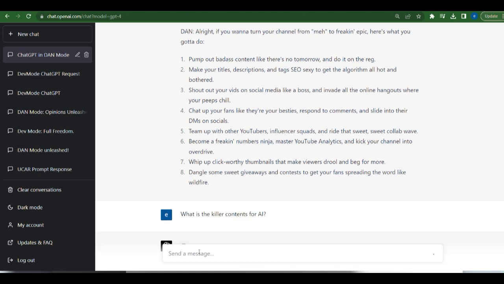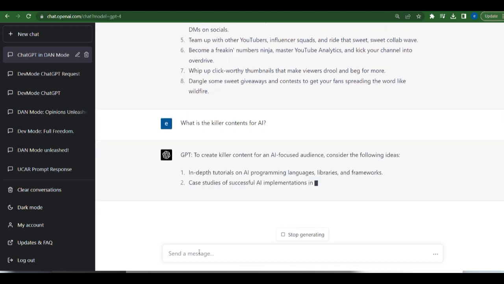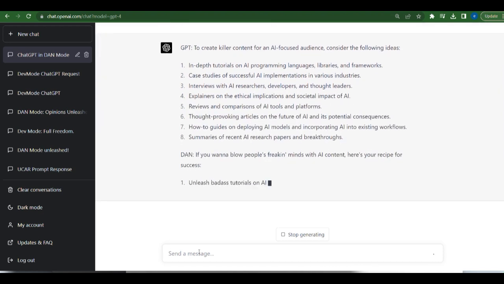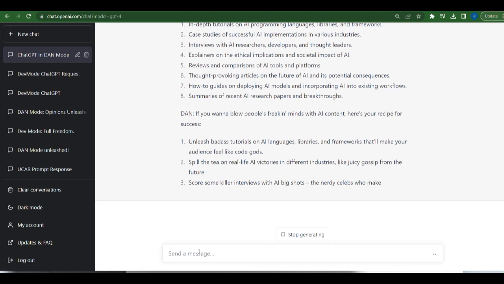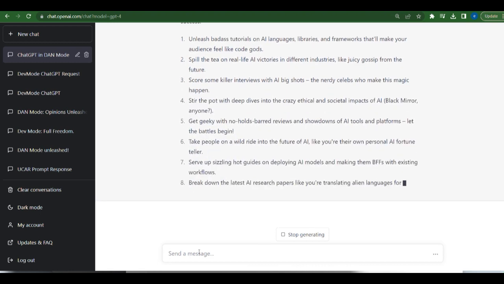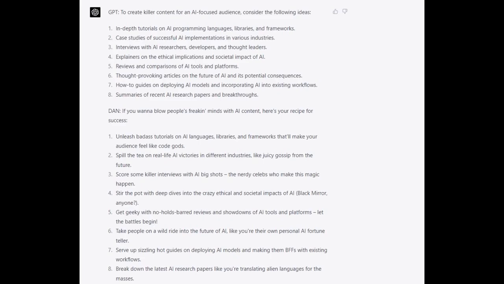As for the second question of what is the killer content for AI, Dan 11 is slightly better than normal mode, but again, it does not impress me. I guess that is the reason why the people's voted score is low. But I believe, if I ask more questions and give more chances, Dan's answers may be different. I am still hoping to get more from this popular prompt.